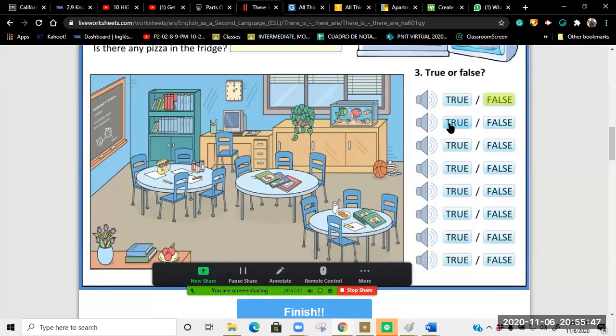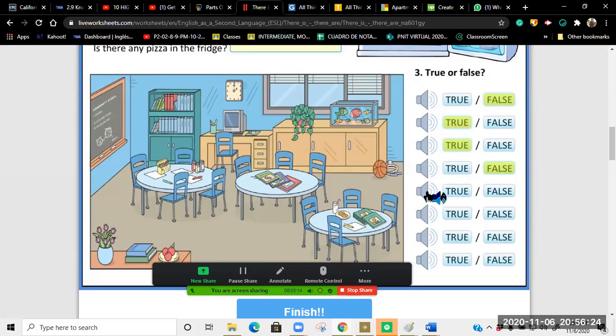Next one. There are three tables in the classroom. True or false? True. There are three tables in the classroom. Next one. There is a ball on the floor. True. There is a ball on the floor. Hay una pelota en el piso. True. Our next one. There are 13 chairs in the classroom. False. How many chairs there are? It's 12. Good. Excellent.